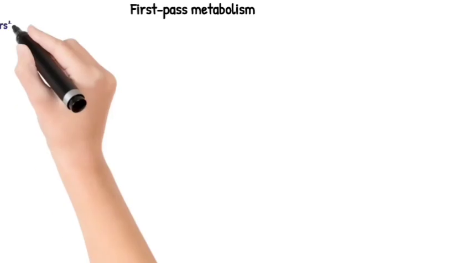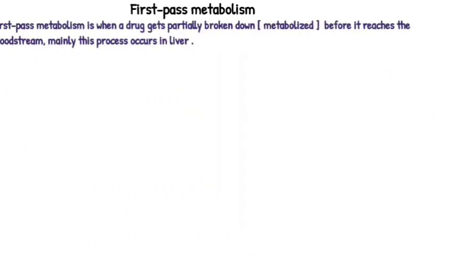First-pass metabolism. First-pass metabolism is when a drug gets partially broken down, metabolized, before it reaches the bloodstream. Mainly this process occurs in the liver.